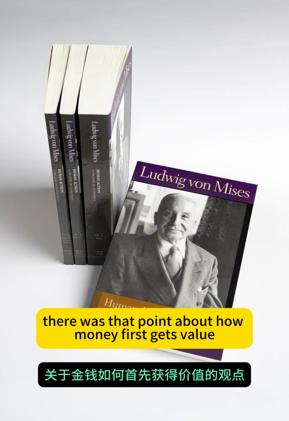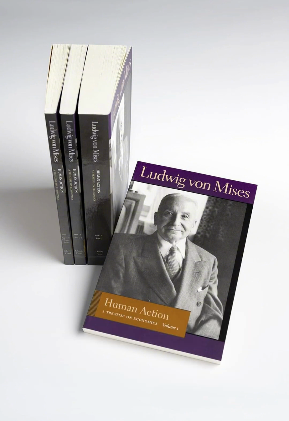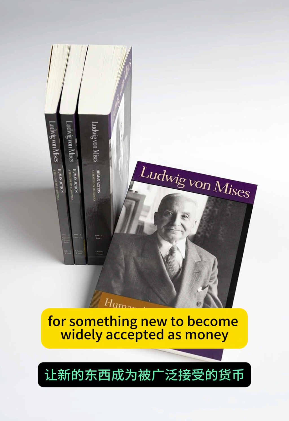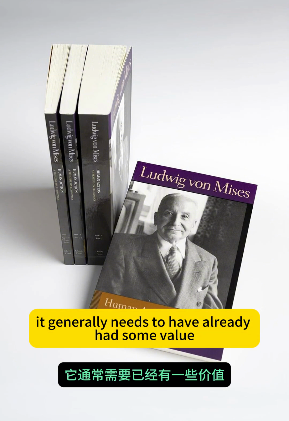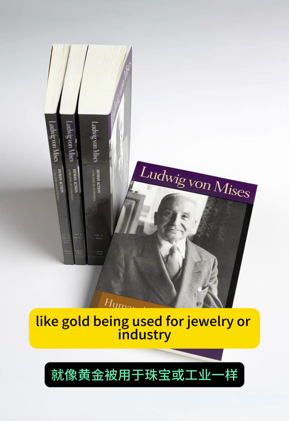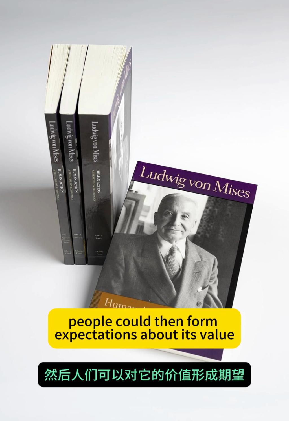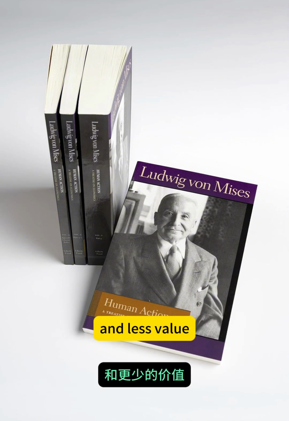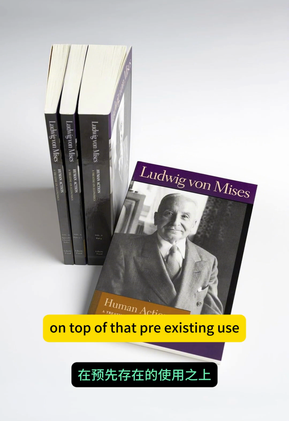And there was that point about how money first gets value, the regression theorem. Yeah, the source briefly touches on that. The idea is that for something new to become widely accepted as money, it generally needs to have already had some value from other uses, like gold being used for jewelry or industry before it became money. People could then form expectations about its value, and its use as a medium of exchange adds a new component of demand and thus value on top of that pre-existing use.